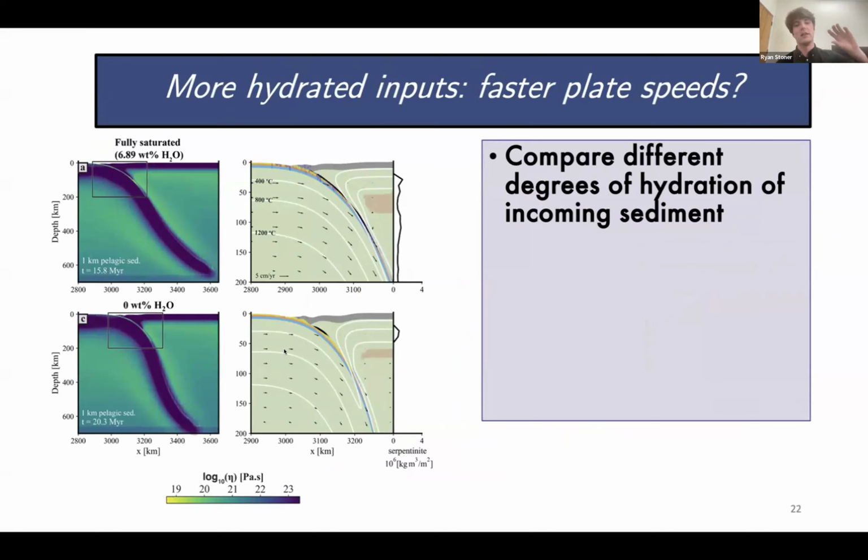So in this case, the sediment. We have a case where we include the maximum amount of water in the sediment. We keep everything equal for a second case where we have no water in the sediment, but we keep the sediment rheological properties the same.